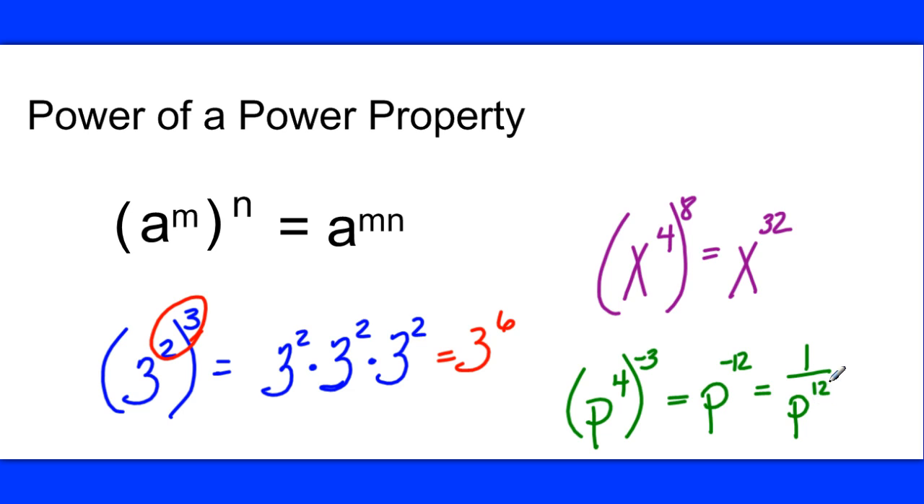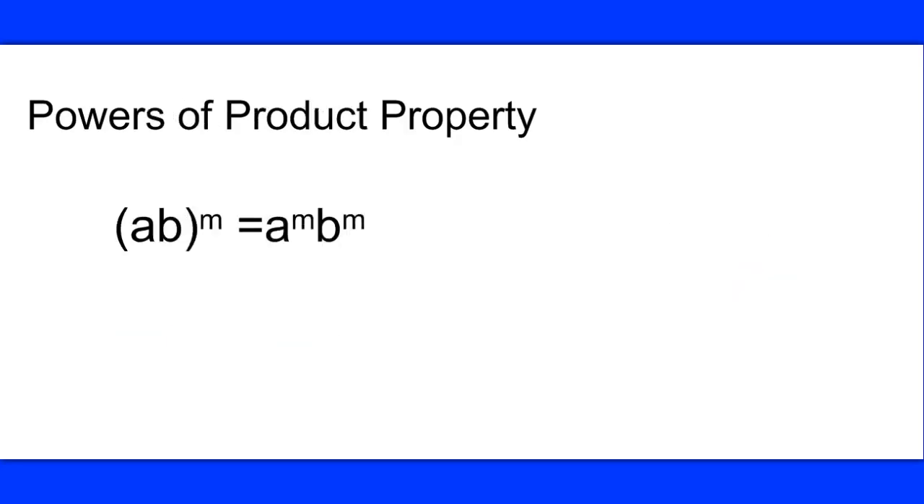So as we learn these rules, we have to keep building. We have to use the ones that we already know and then add to our repertoire. Okay? All right, the next one is the powers of product property. So basically this is applying an exponent to a multiplication problem. And it tells me that we take that exponent on the outside and give it to each one of the factors. Okay, each of the pieces that are multiplied together.